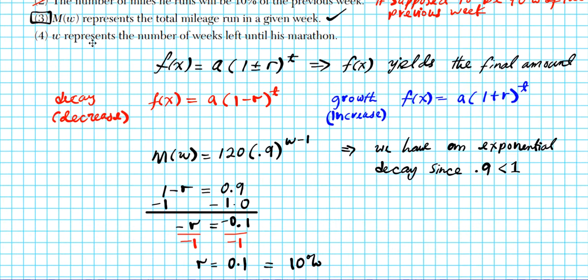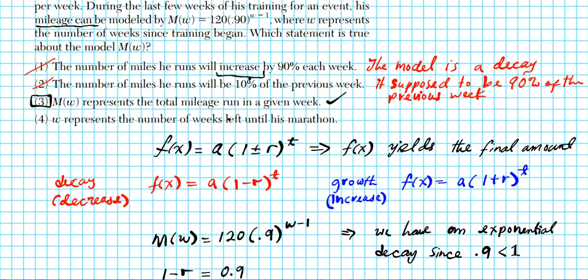What's wrong with option 4? W represents the number of weeks left until the marathon. Let's go back to the problem. The problem states that W represents the number of weeks since the training began. So we can see that option 4 is clearly wrong.